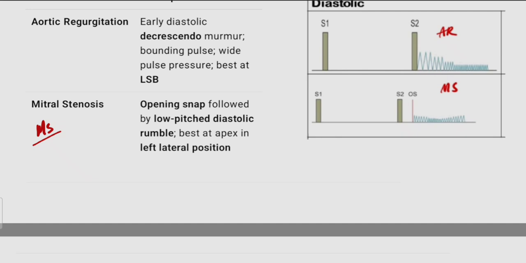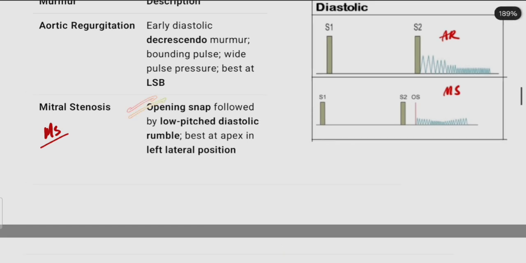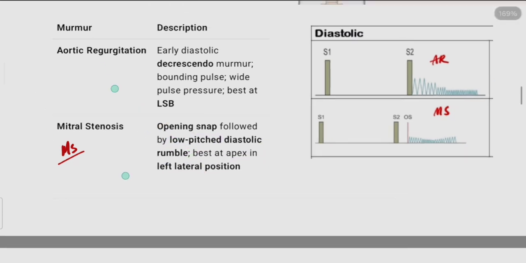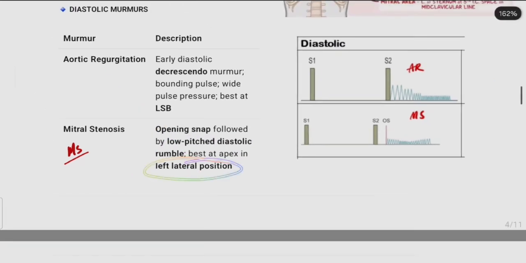She's not using a word, she's using her hand. So opening snap followed by a rumbling, low pitched diastolic rumble, which is best heard in the left lateral position. Basically, you know why she is in the left lateral position. She doesn't want to talk, so she is in the left lateral position. So that is how we're going to learn everything about mitral stenosis.